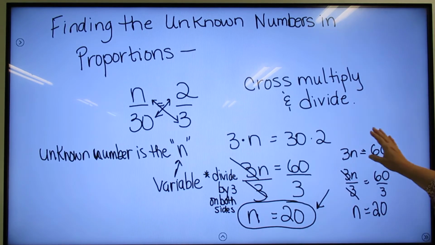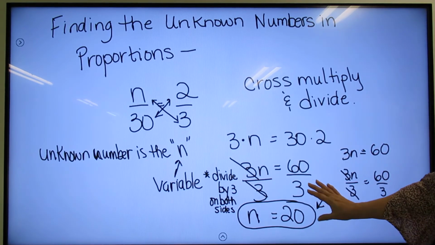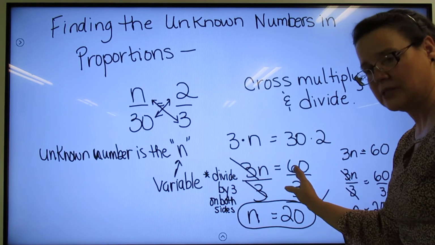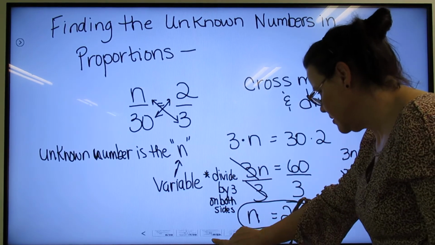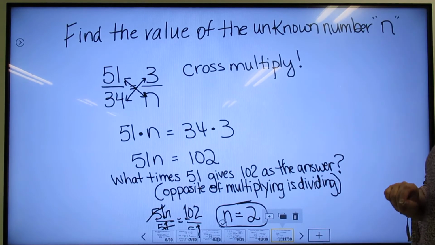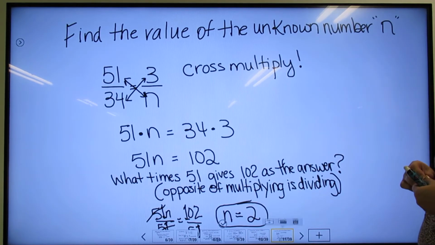And so I wrote it out here again so you could see it. Divide by 3 on both sides. Whatever you do to one side, you're going to have to do to the other side. Find the value of the unknown number n.